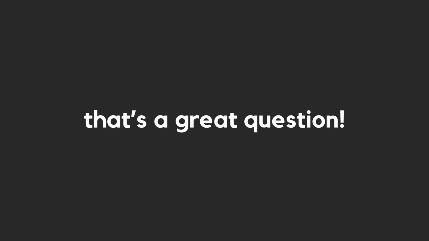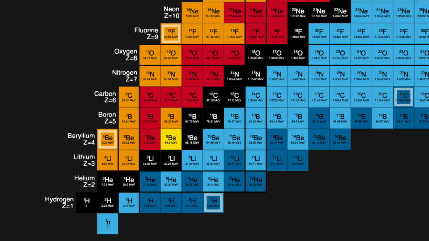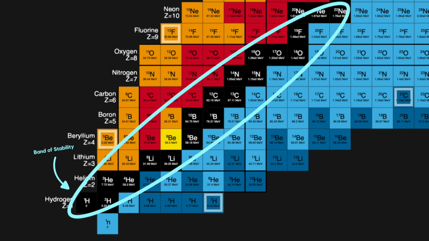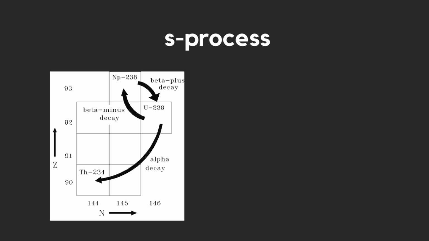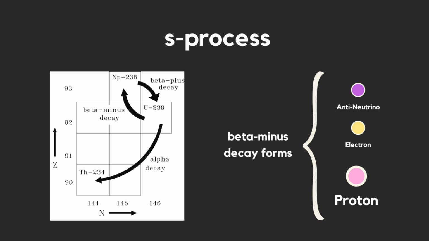That's a great question. Going back to the chart of nuclides, we see all these colorful isotopes deviating from the band of stability. Different processes form these isotopes. The S process captures neutrons very, very slowly because there aren't many neutrons to go around. The resulting nucleus is unstable and will undergo beta-minus decay, which means the neutron becomes a proton and releases an electron and an antineutrino. Surprisingly, the isotope is a new element one atomic number higher.